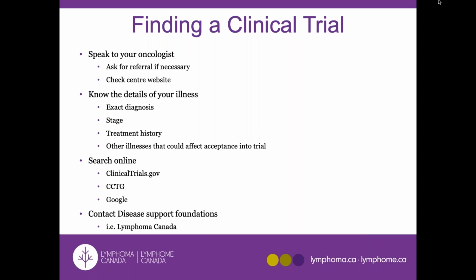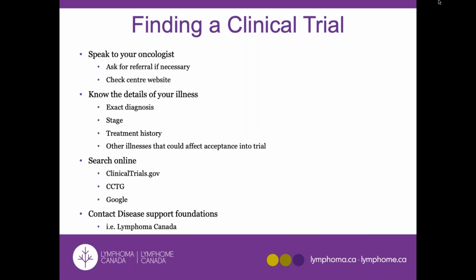So you could check on the center website. Are there any clinical trials? You can check on other center websites. You can ask your oncologist or hematologist, are they aware of any clinical trials? If there are clinical trials at another center, it's perfectly fair to ask to be assessed at that other center for that clinical trial. In order to find a clinical trial, you have to know the details of your illness.